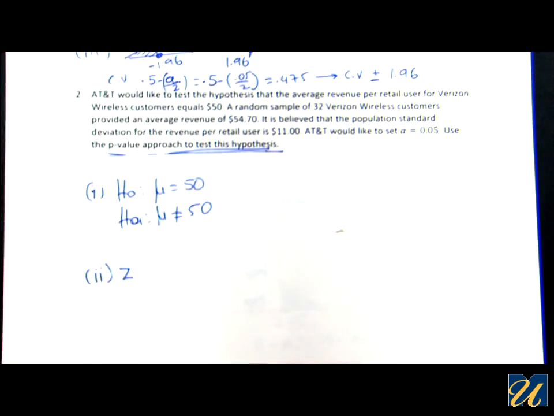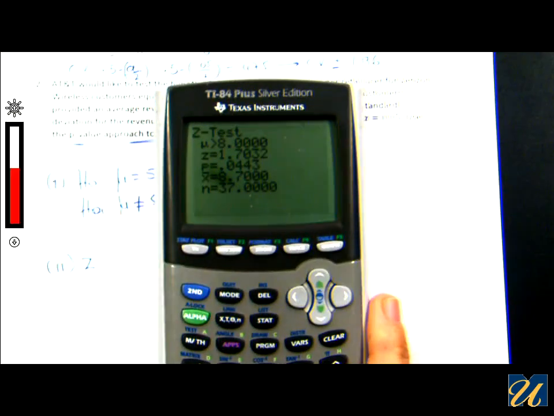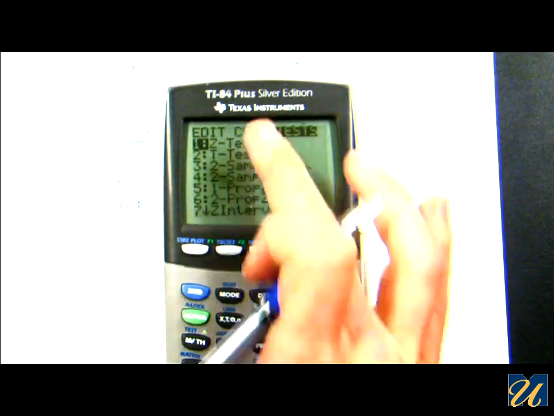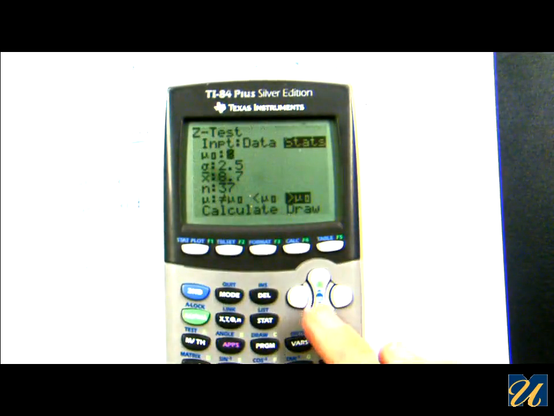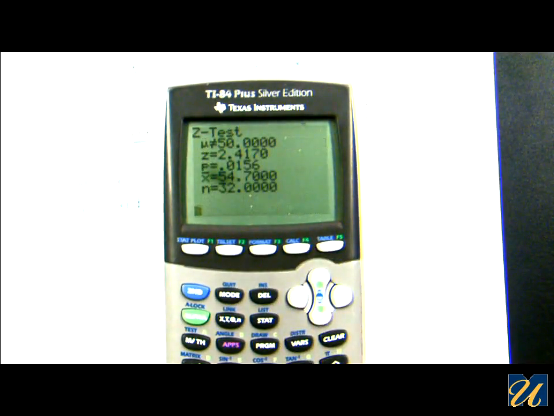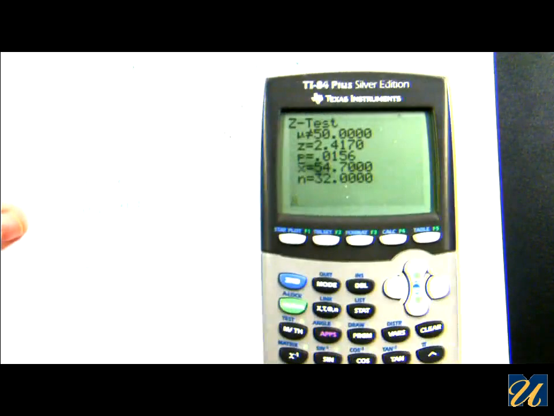So if we were to use our graphing calculator for that, we would go to stat, test, z-test, mu would be 50, sigma 11, x bar 54.7, n is 32, mu different than, and calculate, enter. So we have 2.42 if we round to 2 decimals.